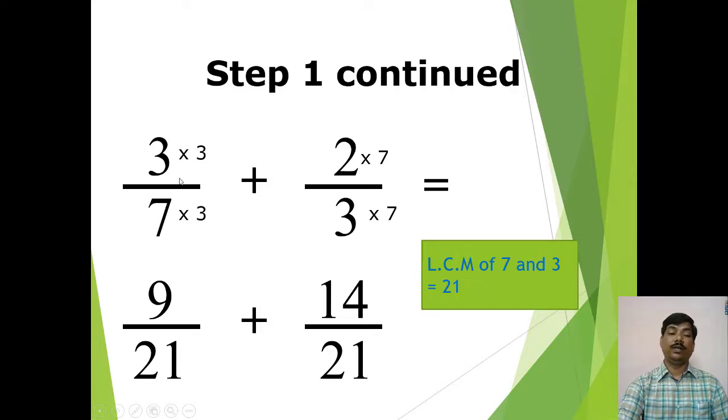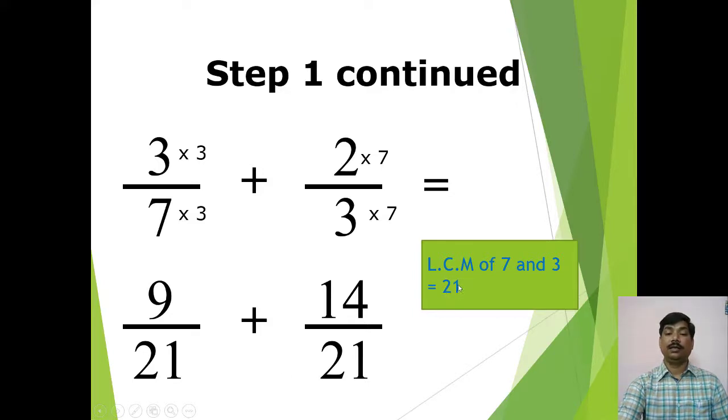Now to make the equivalent fraction of 3 upon 7, we will multiply by the number 3. We will multiply the numerator by 3 and multiply the denominator by 3. In this way, 9 upon 21 will be the equivalent fraction of 3 upon 7.